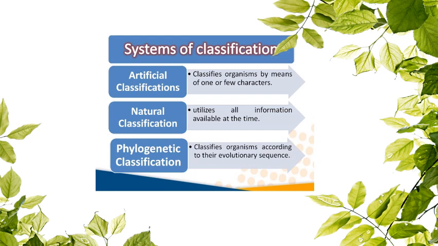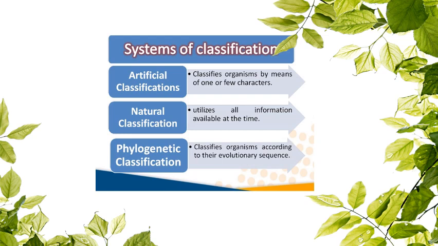In this system, only one or a few characters are considered for classification, due to which closely related plants are placed in different groups, because of the presence or absence of a particular character. So this is a great defect of this system, that closely related plants are widely separated from each other and placed in different groups. Otherwise, it is a good system for easier identification of unknown plants, and the linear system is one example of this.